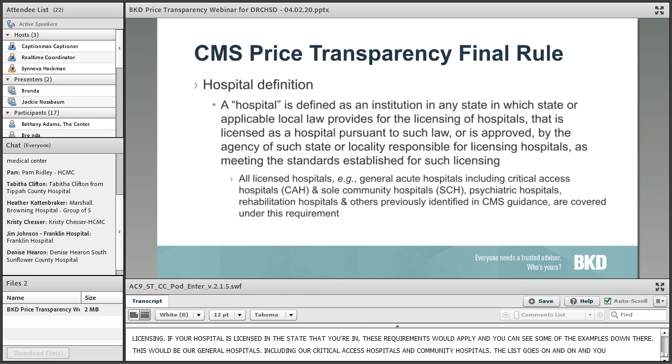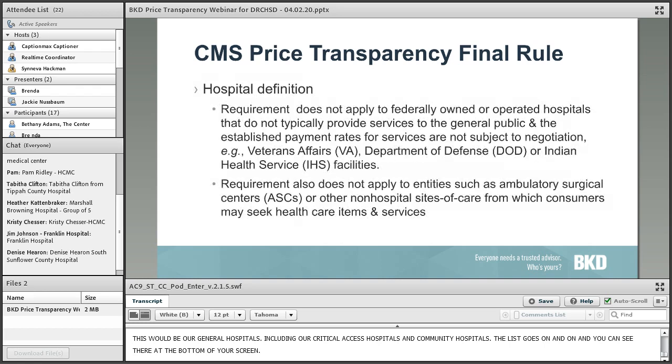This would be our general hospitals. This would include our critical access hospitals, still community hospitals, and the list goes on and on. You can see there at the bottom of your screen. This would also include your long-term care hospitals, your rehab hospitals. And like I said, there are a few that are excluded from this.